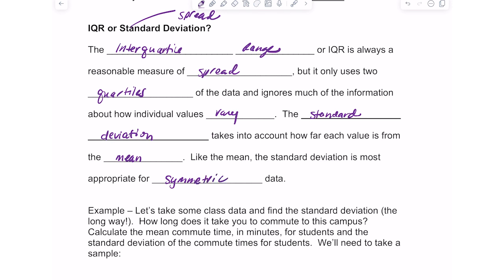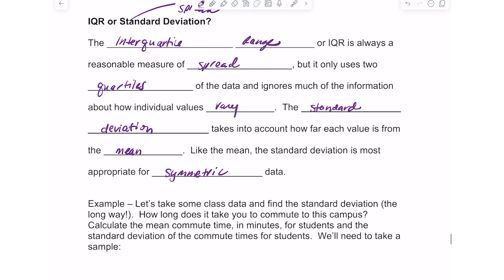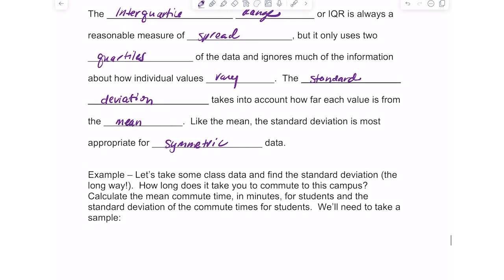So anytime you want to report the mean for your measure of center, you would also report the standard deviation for your measure of spread, okay? That's for symmetric distributions that are unimodal. Anytime you have distributions with extreme outliers or they're skewed, you would want to use the median for your measure of center, and you would use the IQR, the interquartile range, for your measure of spread, okay?